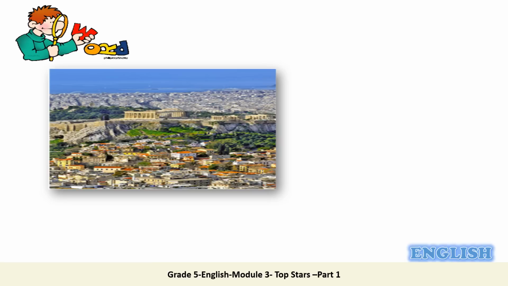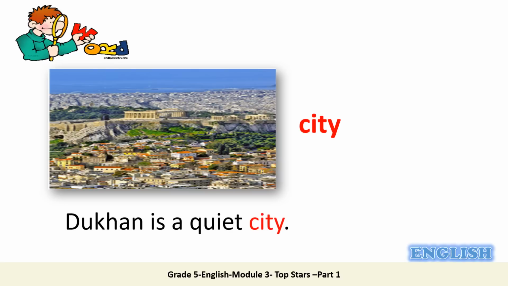Can you tell me what is this? It's a large town. What do we call the large town? Excellent. City. Dukhan is a quiet city, and city here is a noun.